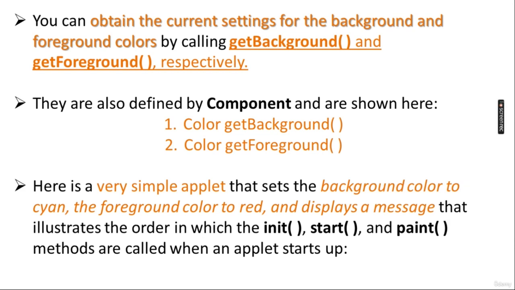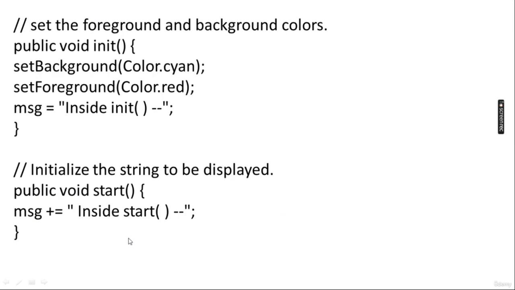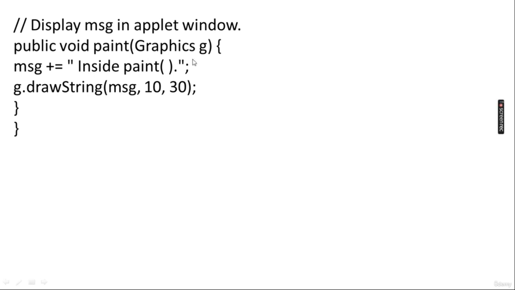Here is a very simple applet that sets the background color to cyan, the foreground color to red, and displays a message that illustrates the order in which the init, start, and paint methods are called when an applet starts up. So this is a simple applet. The class is Sample and it extends Applet. Init sets the background color to cyan and the foreground color to red, and the message is set to "Inside init --". In start, the message is appended with "Inside start --". Then inside paint, the message is appended with "Inside paint."